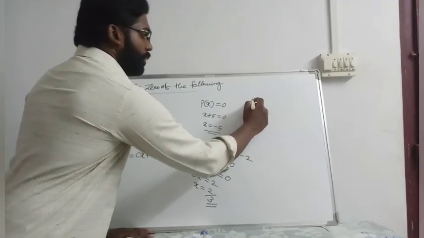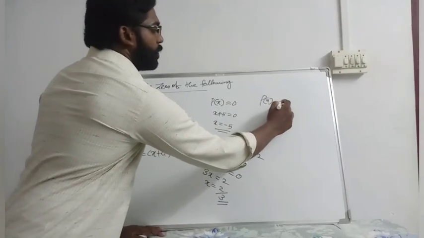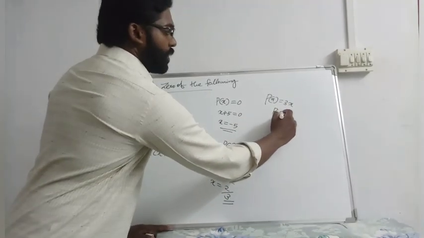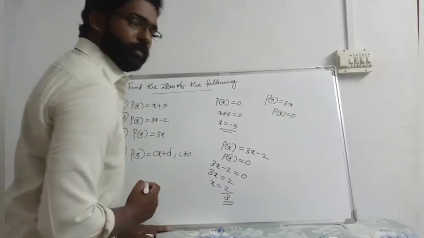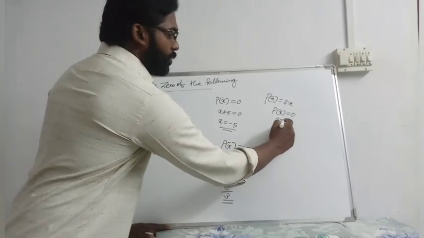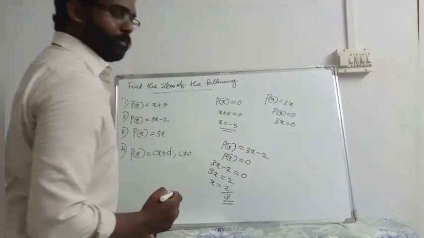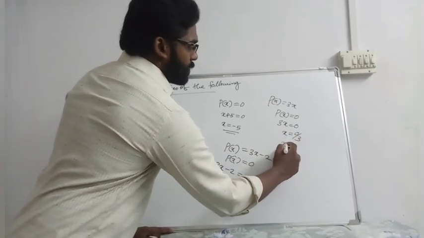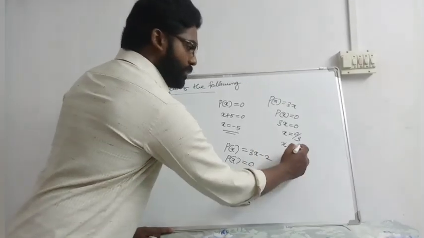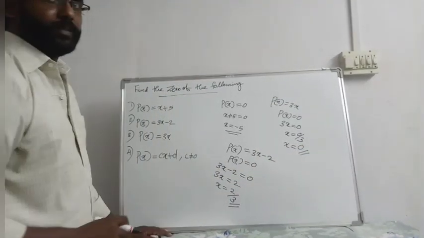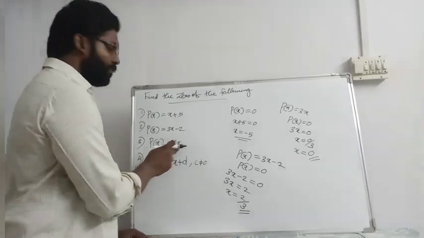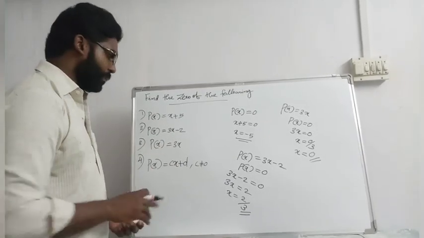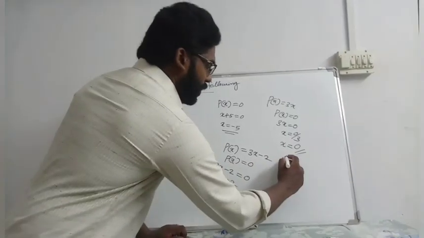Next, P of x equal to 3x. Same method, P of x equal to 0, so 3x equal to 0. x equal to 0 by 3, which is 0. At first glance, you can easily find the value: 3 into which number is 0? It is 0 only.